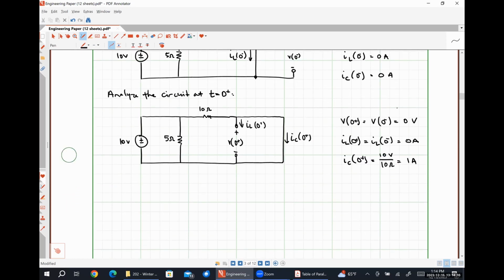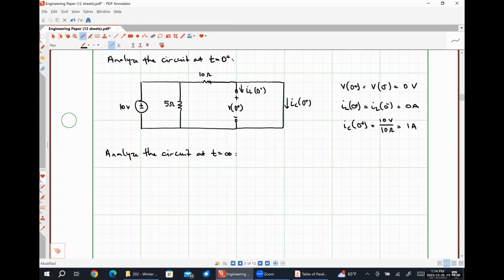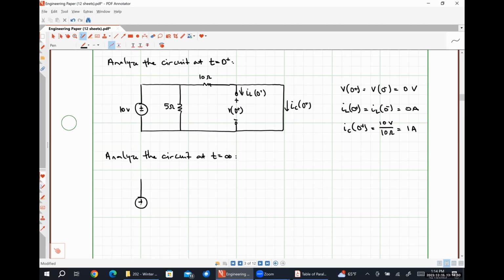Now we are going to analyze the circuit at t equals infinity. At t equals infinity, our switch is closed, but we are back at DC steady state, which means we're going to represent our inductor by a short circuit and our capacitor by an open circuit. So that means we should have the following circuit. Here's our 10-volt source in parallel with our 5 ohm resistor. Here is our 10 ohm resistor. My inductor is being replaced by a short circuit. My capacitor is being replaced by an open circuit.